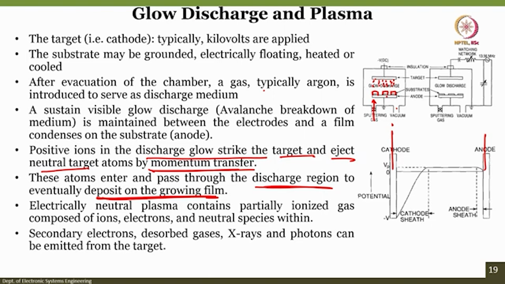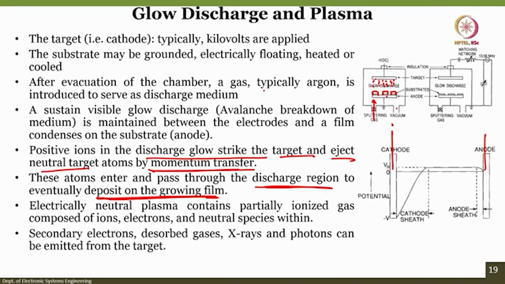This is very important, and that is why sometimes sputtering is not used for fabrication of some electronic devices like transistors, because the secondary electrons and X-rays would cause damage while fabrication.